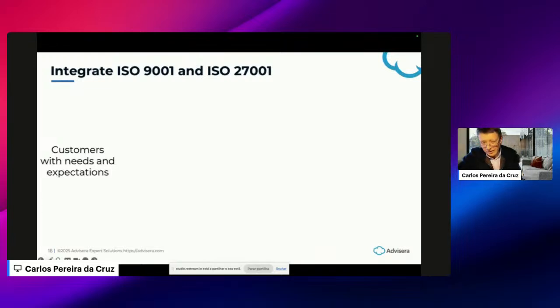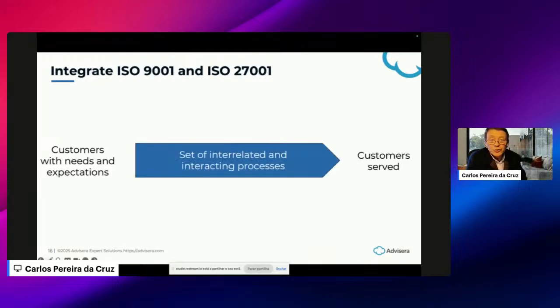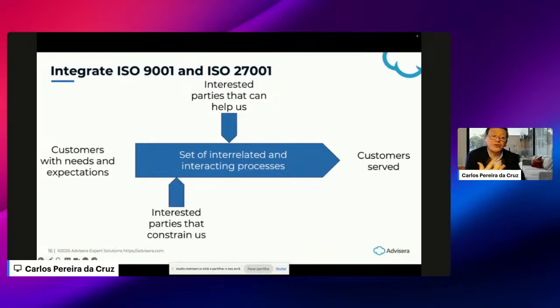Let's think about organizations, okay? An organization has customers with needs and expectations. And we want to serve them through a set of interrelated and interacting processes, okay? And we hope they become satisfied, okay? And to do that, we need the help of some interested parties like suppliers, okay, that can help us. And while doing that, we must comply with some constraints from compliance obligations, set, for example, by regulators and governments, okay?